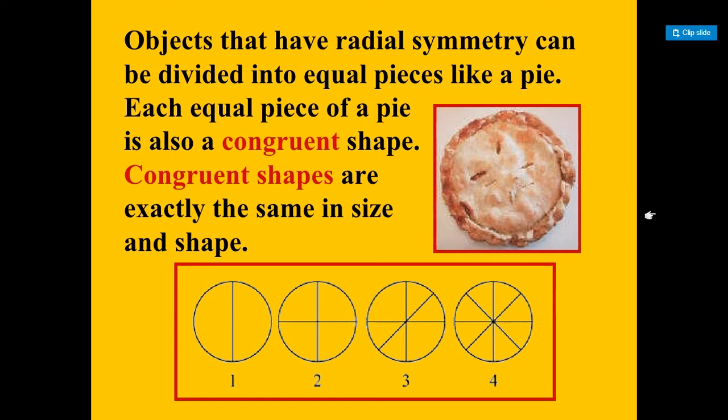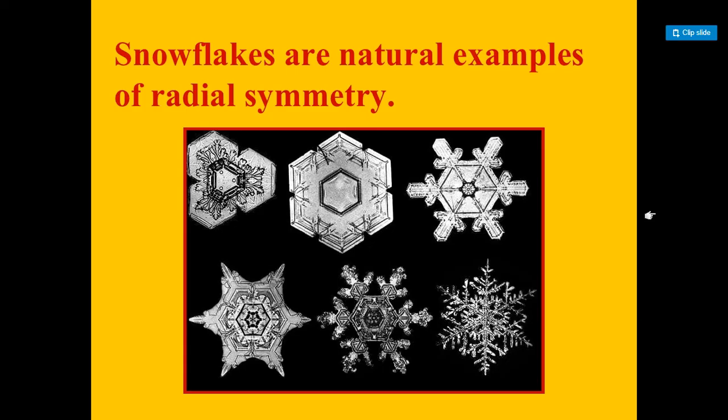Objects with radial symmetry can be divided into equal pieces like a pie. Each equal piece of a pie is also a congruent shape. Congruent shapes are exactly the same in size and shape. Keep that pie image in your mind when we look at these snowflakes. Can you imagine the snowflake as a pie that you were able to cut up into congruent pieces? If you said yes, you're right, because snowflakes have radial symmetry.